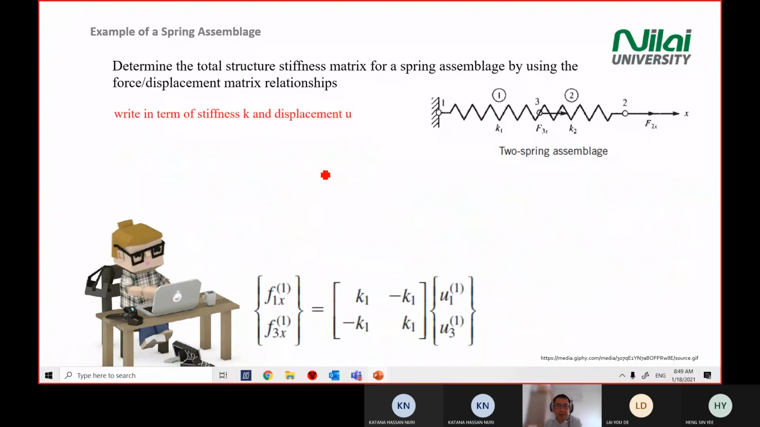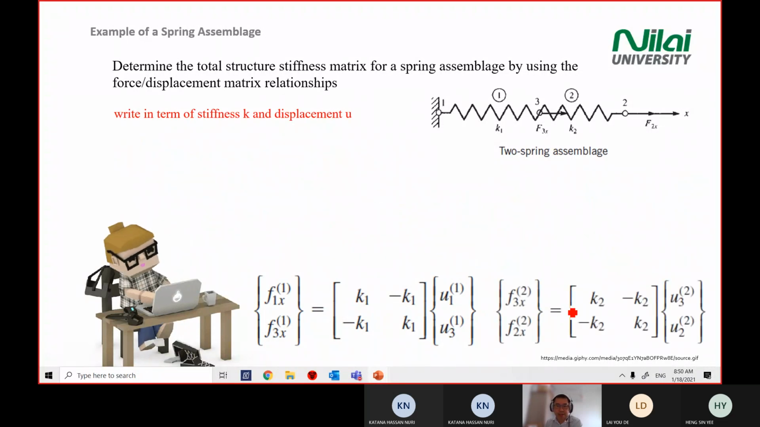All right. So again, recall the equation that you just learned. F equal to KD, or in expanded form, you will see small f, small k, and u. So you just put in what we established just now, right? The one on the left, this matrix is for element 1. The one on the right is for element number 2. Okay. Now, you expand the matrix into a line formula.